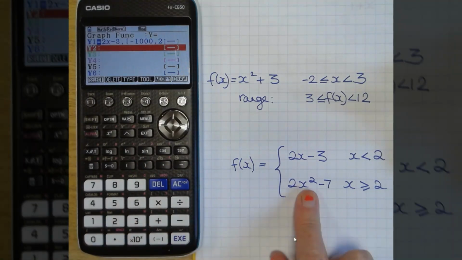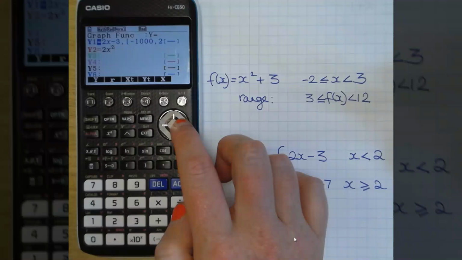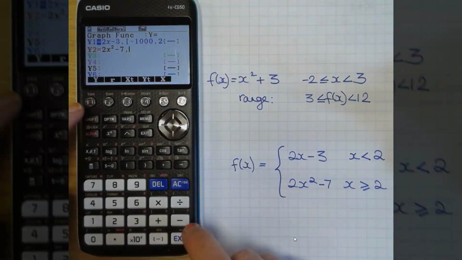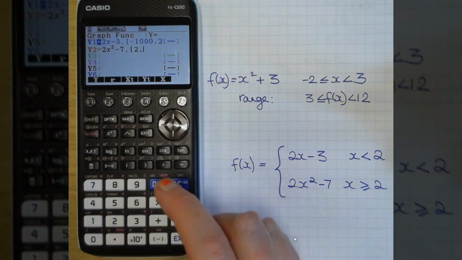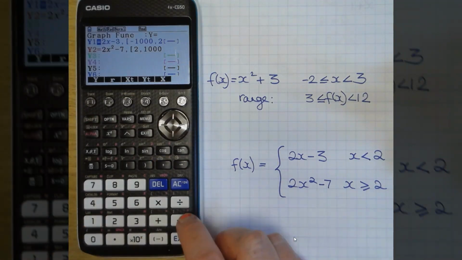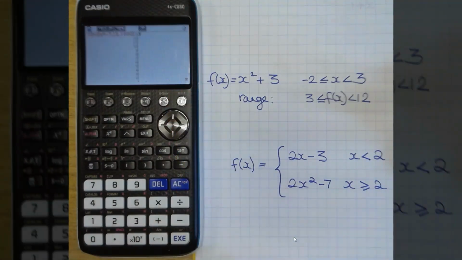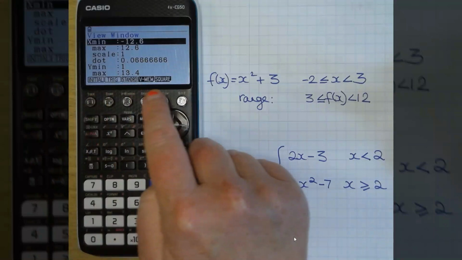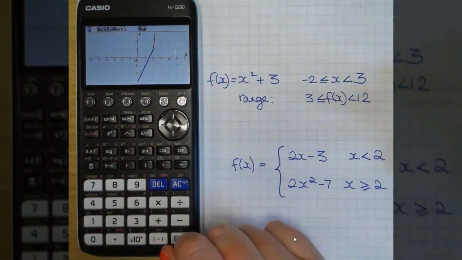And then we do the second one, so 2x squared - 7, comma, and then at the other end we're going to do the same thing. So it's anything from 2 up to, let's make it 1000, close bracket. Now when we draw them, now we've got a bit of a weird view of this. Let's go to view window, let's set it to initial, see what that looks like. Ooh, that's a bit better.